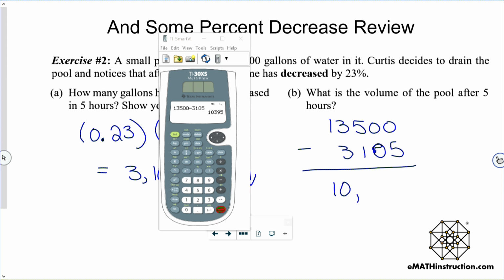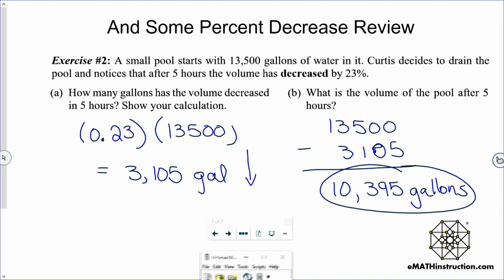Gives me 10,395 gallons in the pool after those 5 hours. All right?